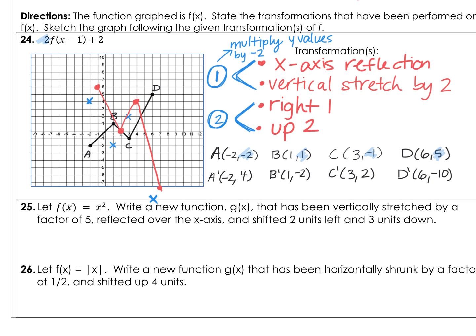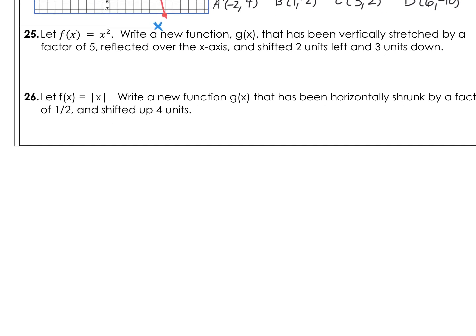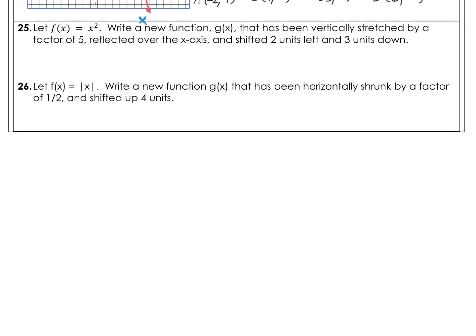Write a new function, g of x, that has been vertically stretched by a factor of 5, reflected over the x-axis, and shifted 2 units left and 3 units down. Whew, okay. You're going to call it g of x. So let's go and write that. We know it's quadratic, which means it needs to have one very important thing. Squared. You got a bunch of stuff happening. You're going to have something in front because you've got the vertical stretch, you have a reflection, and you have something going left and down. So I'm going to leave some space and do squared. I know I've got some spots to fill, okay?